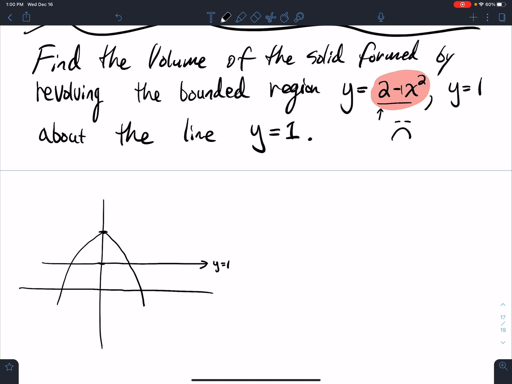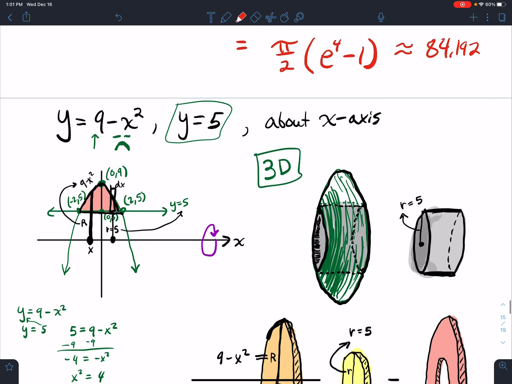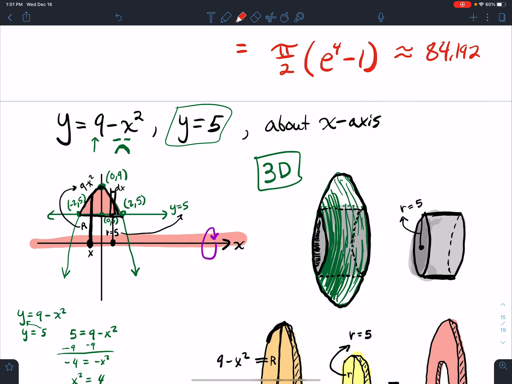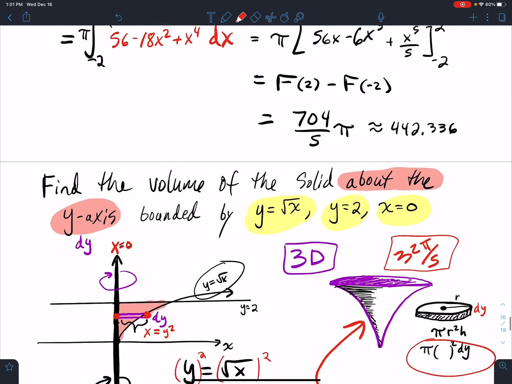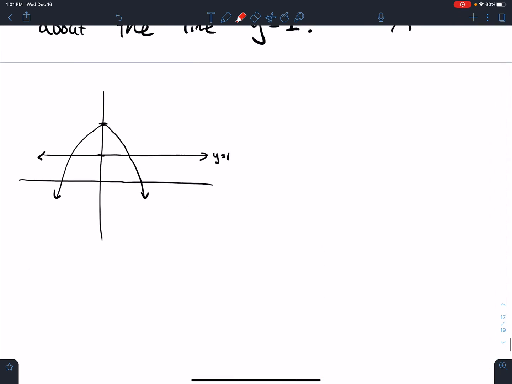Y equal to 1. But what is different here? What's going on that's different? Now, like we did in a previous problem where we rotated it about the x-axis and we had that hole in the middle. Remember that problem? Okay. Now instead we're going to rotate it about the line y equal to 1. So y equal to 1 is the line we're going to rotate this bounded region about.